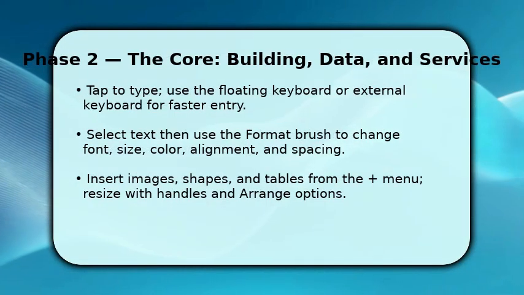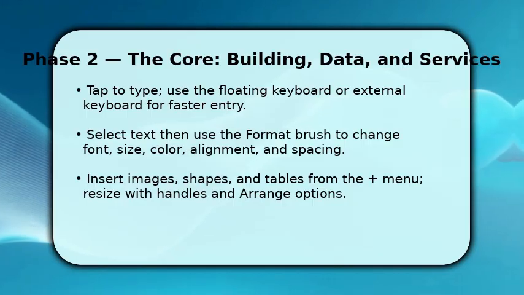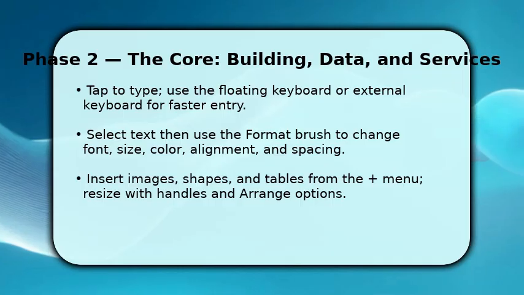You now focus on editing and formatting. Tap where you want to type, or connect an external keyboard for speed. Select text and open the format controls to change font, size, color, alignment, and line spacing. This makes your document readable and consistent.